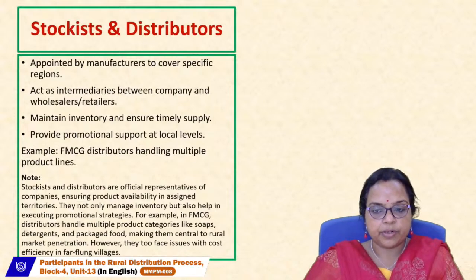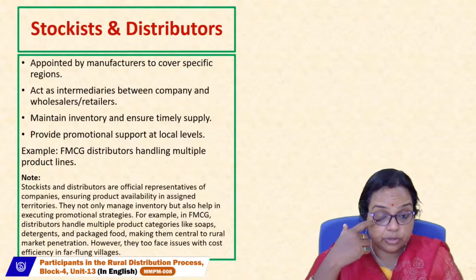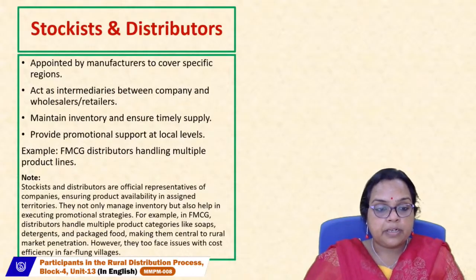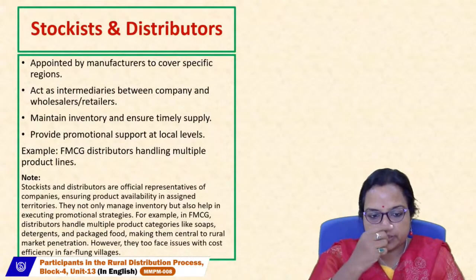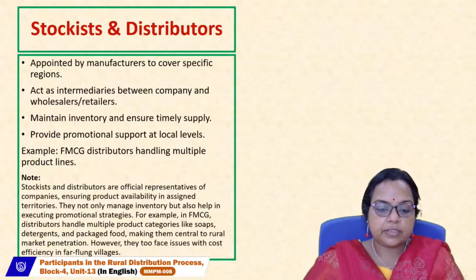For example, a retailer may have limited categories of products, but stockists and distributors have different categories of products like soaps, detergent, and other items. So they are central to rural market penetration. However, they too face issues with cost efficiency in some distant villages, or where distance is a major concern.